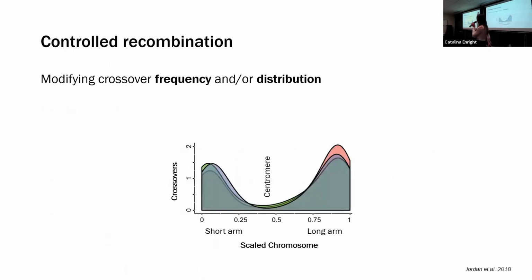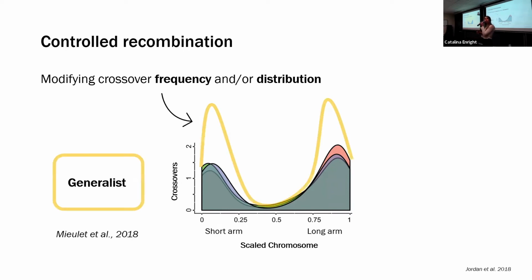And controlled recombination is really an umbrella term that refers to a suite of tools that can be used to modify crossover frequency and/or distribution. And we're returning to this scaled illustration of a chromosome in wheat with its crossover patterns. When I'm talking about frequency, I'm referring to the 1 to 2 crossovers that we expect to see per chromosome per meiosis, and distribution, meaning that we expect those 1 to 2 crossovers to fall within the chromosome arms, away from the pericentromere.